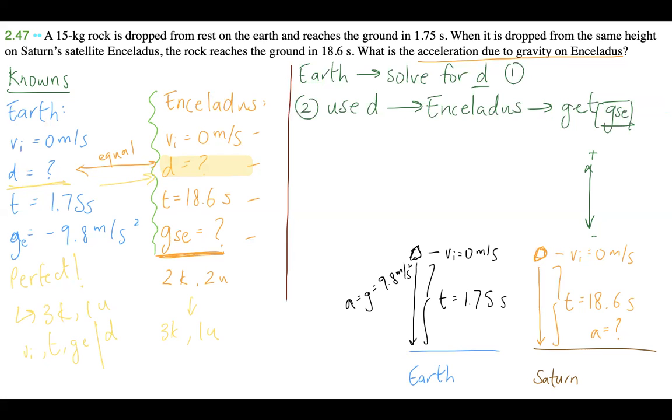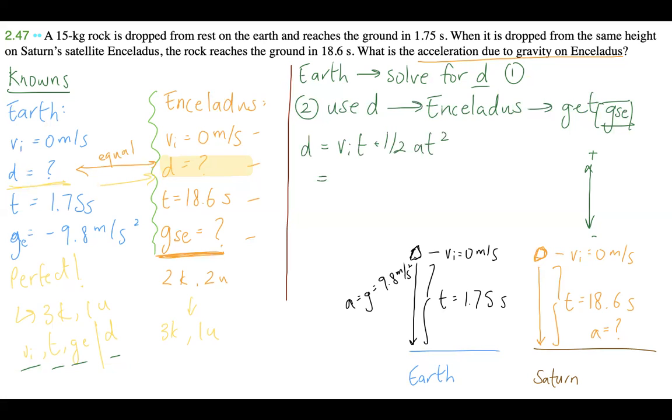So which one of our 5 kinematic equations has VI, T, GE, and D? It's going to be this equation right over here: d is equal to VIT plus half of AT squared. Let's plug in our values, right? We don't know what d is, that's what we're trying to figure out, but if we plug in all of our values for VI, T, and A, then we'll get d.